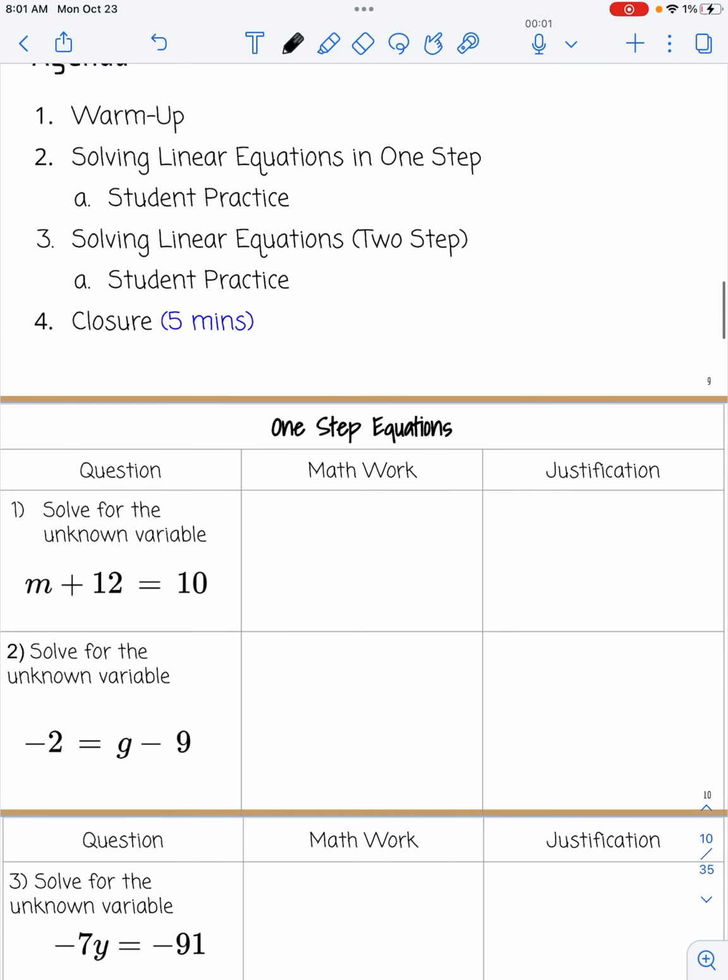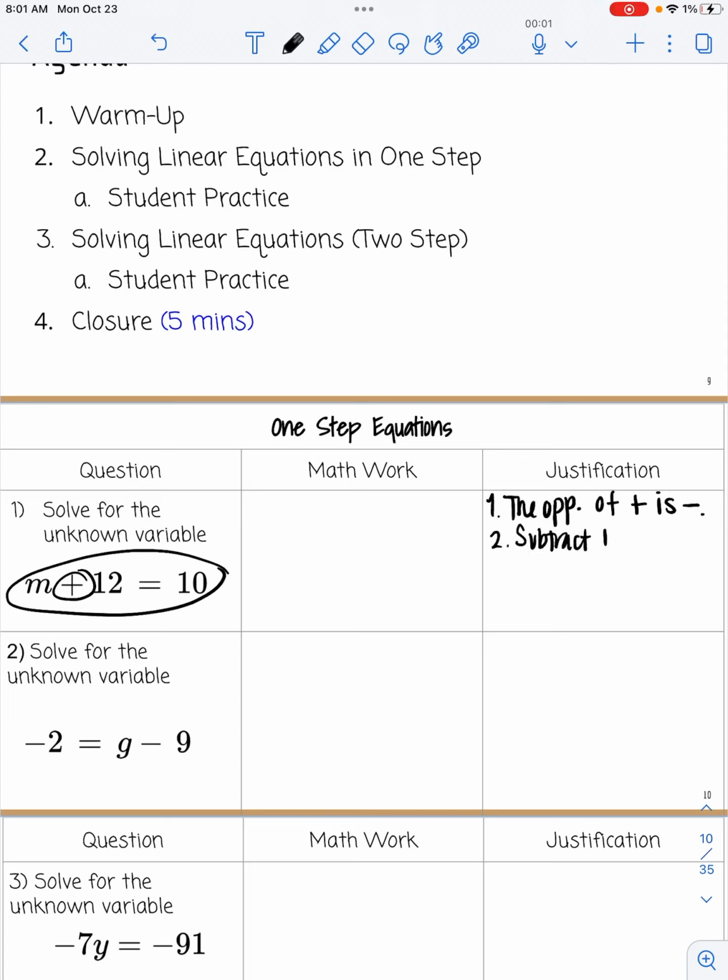We're going to go ahead and start by solving the problems in our warm-up, which is m plus 12 equals 10. Because we are adding right here, we do the opposite, and the opposite is subtraction. So we're going to justify. The opposite of addition is subtraction. That means that we are going to subtract 12 from both sides.